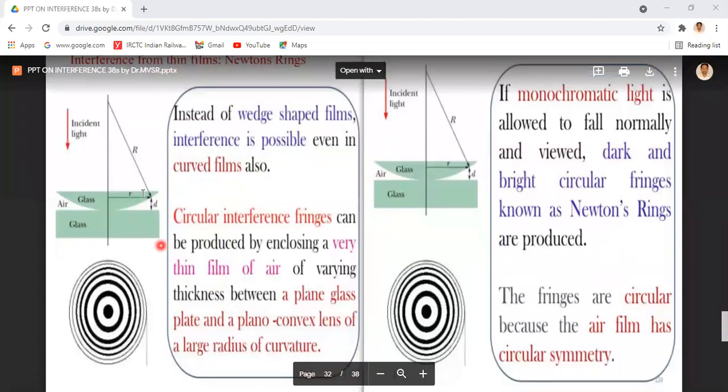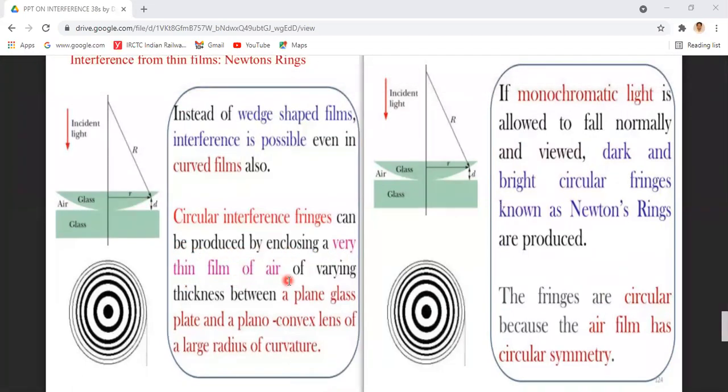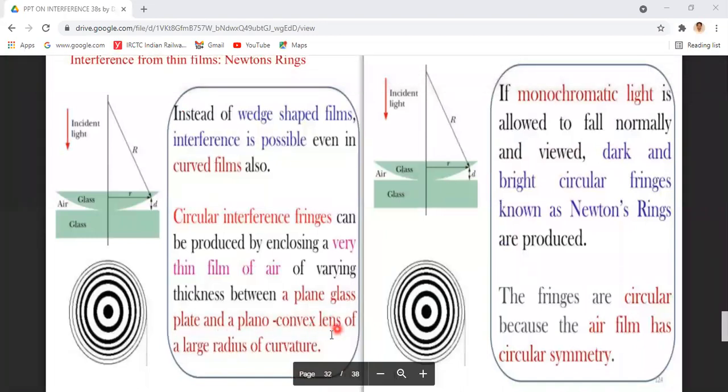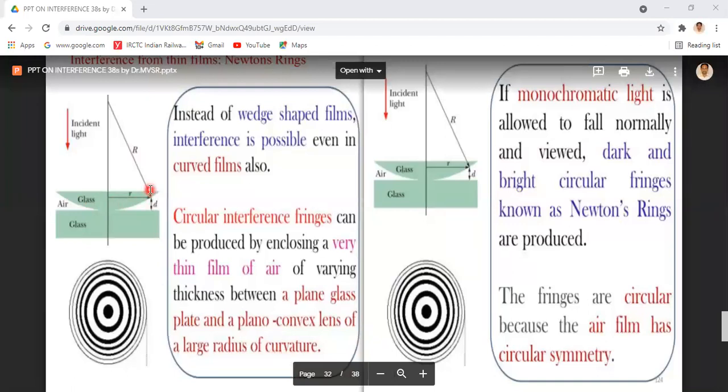Because of the path difference between these two reflected light rays, from the upper surface and lower surface of this curved film, circular interference fringes can be produced by enclosing a very thin film of air of varying thickness between a plane glass plate and a plano convex lens of a large radius of curvature. This plano convex lens has a radius of curvature R.